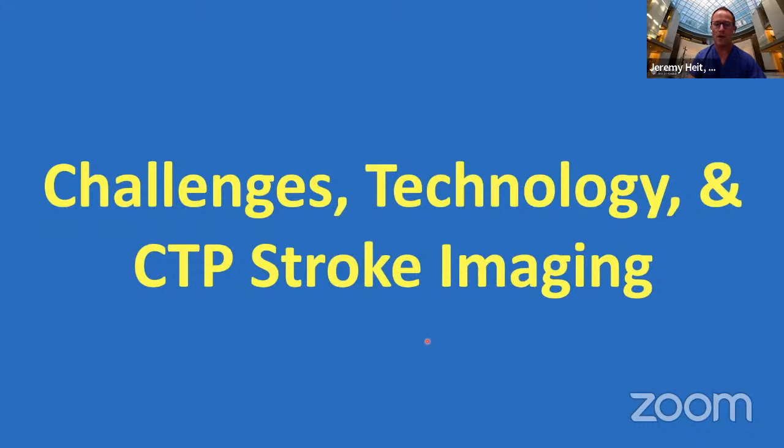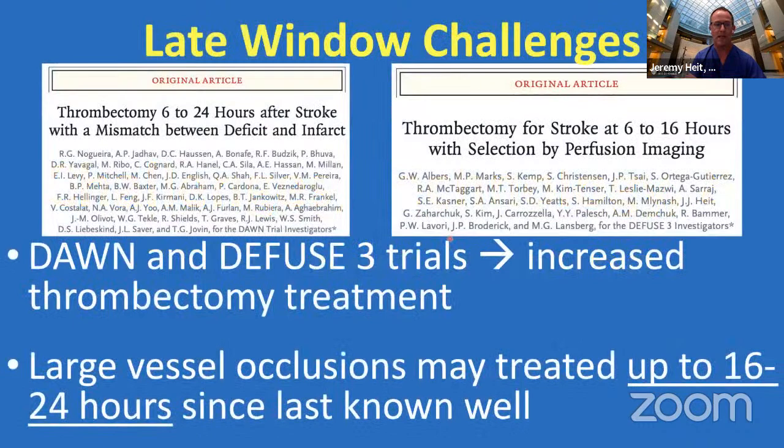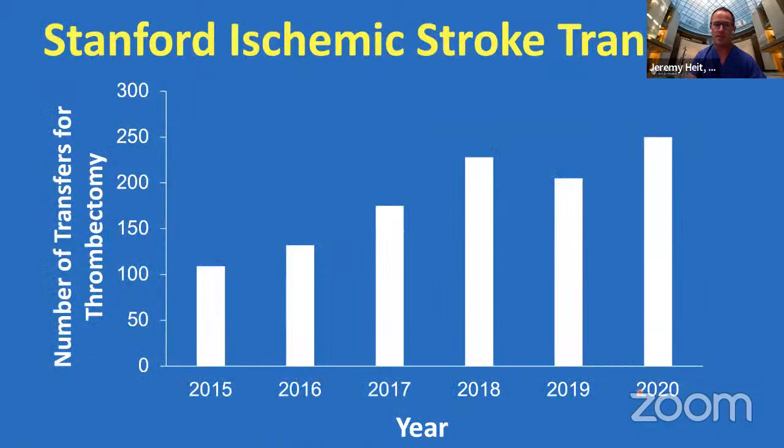Okay, so we're starting to wind down a little bit. I want to talk about some of the challenges that the stroke field is facing, technology and how CTP can help mitigate some of these issues. So a big thing that I think everybody struggles with is late window patients. When DAWN and DIFFUSE 3 were published, they were markedly positive. And that now suddenly meant that patients with large vessel occlusions could be treated 16 to 24 hours after last known normal. And so this is what happened to our thrombectomy volume after those studies.